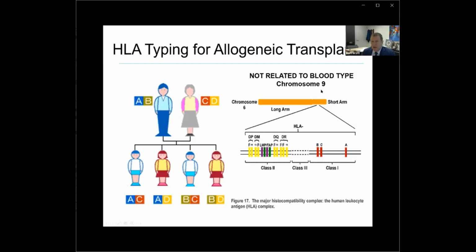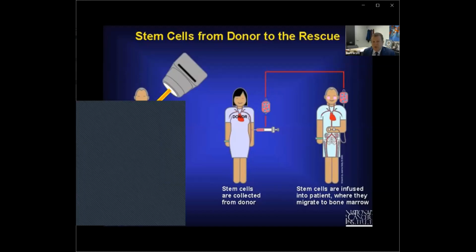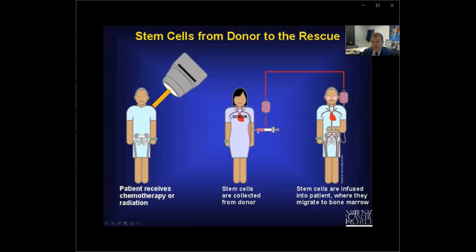This HLA is carried on chromosome 6. Of note, it's not related to blood type, which is on a completely different chromosome. So it has nothing to do with blood type. Your donor could have a different blood type, but still be HLA matched to you. The way we do a transplant is we give you some type of a conditioning regimen. Now, when transplants were first developed, it was thought that we gave the stem cells to rescue patients from the side effects of high doses of chemotherapy or radiation.